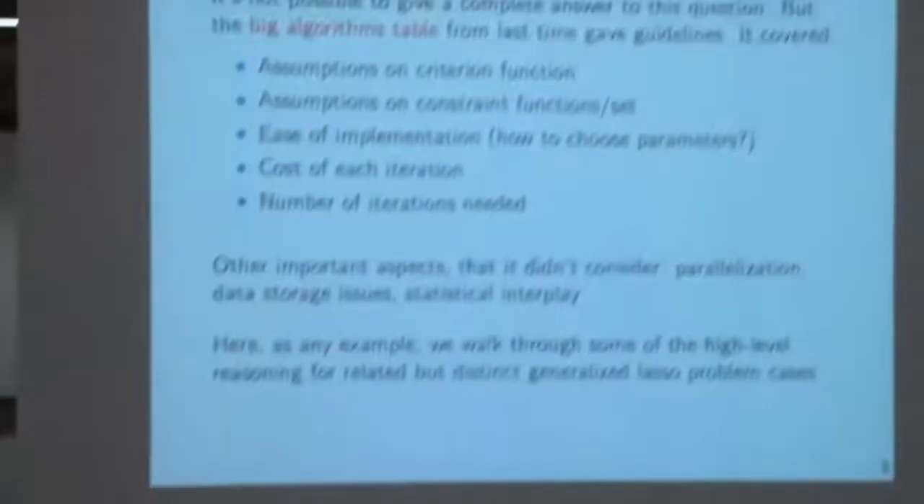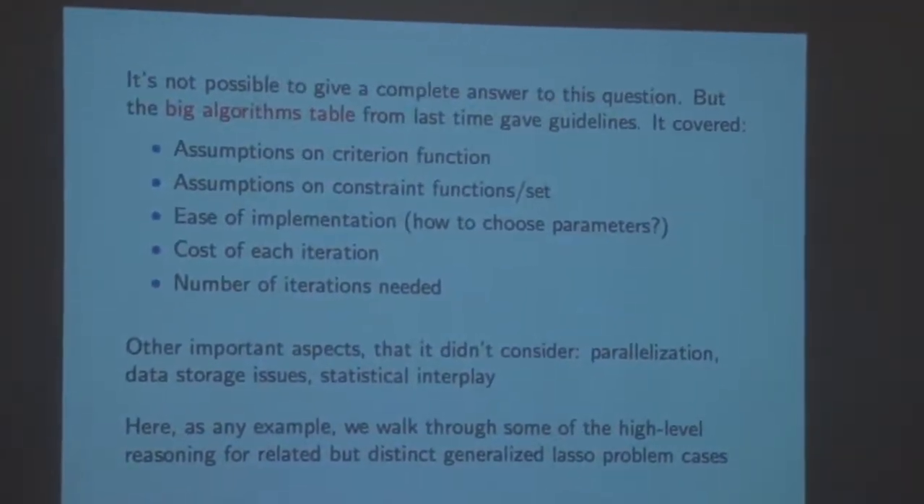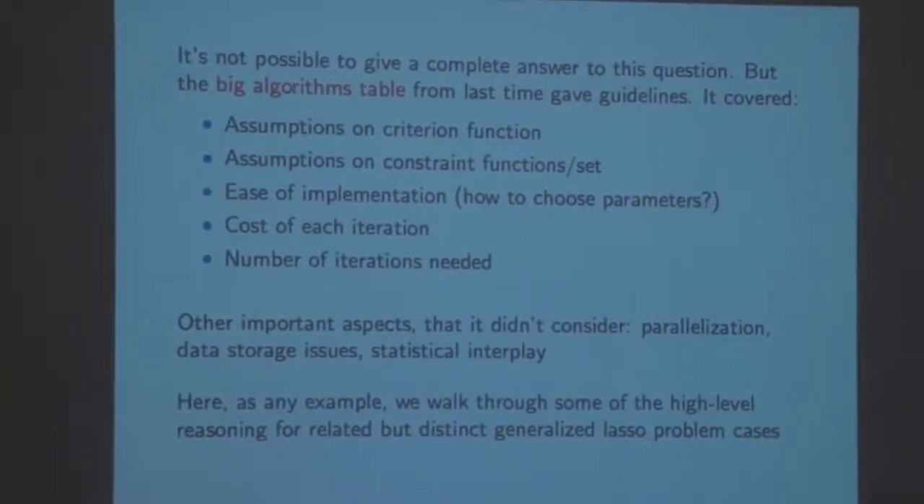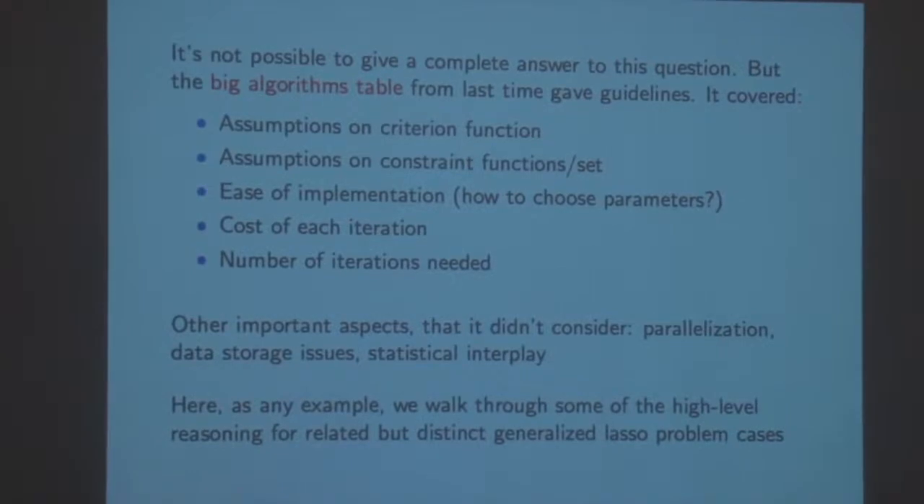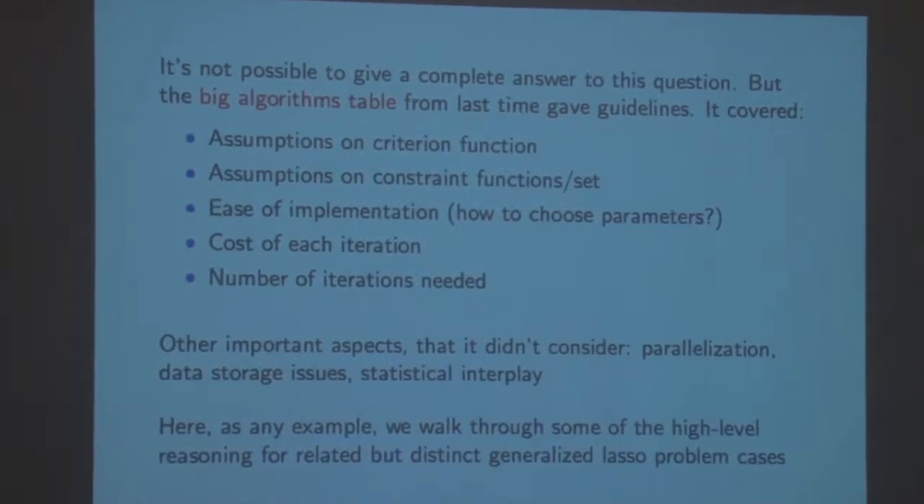It covered the following properties, right? What assumptions on the criterion function do you need to have in order to apply the method? What assumptions do you need to have on the constraints? So either written as functions being less than or equal to 0, or as sets. How easy is it to implement the method? How do we choose the various parameters that are involved in making the method run? Like backtracking parameters, barrier parameters, step size parameters, etc.